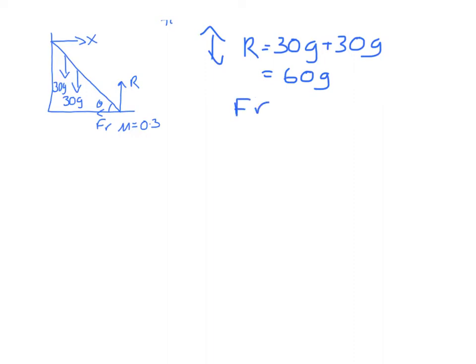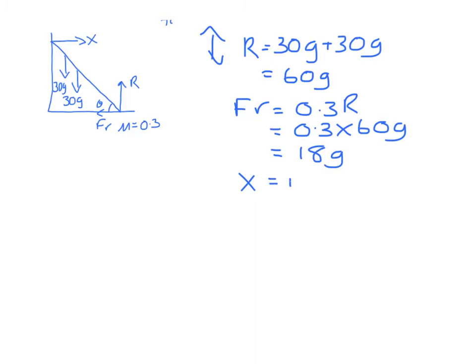Resolving vertically, I have that R must equal 30g plus 30g, so that's going to be 60g. I know that friction equals mu R, so that's 0.3 times 60g, which gives us 18g. And I also know that X must also equal friction, so that's 18g.